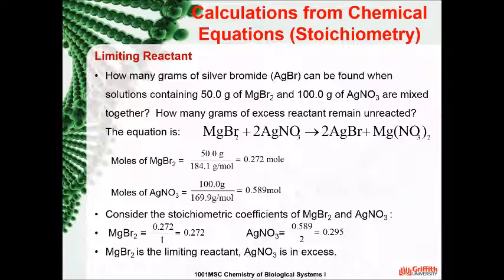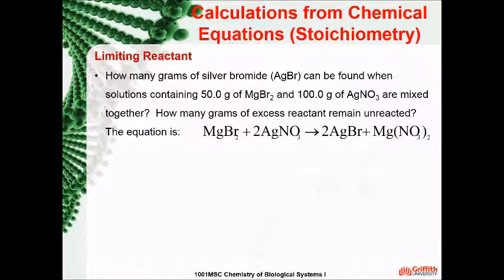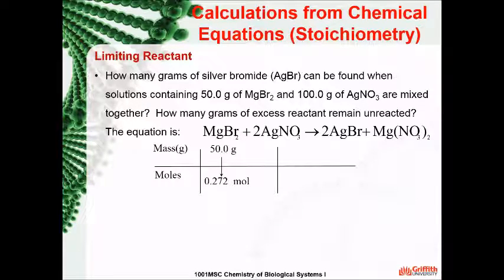Therefore, magnesium bromide is the limiting reactant, and silver nitrate is in excess. Now we use our table to determine how many moles of silver bromide will be produced. The ratio is 1:2, so 0.544 moles of silver bromide are produced. Using the molar mass, you can get 102 grams as the mass.